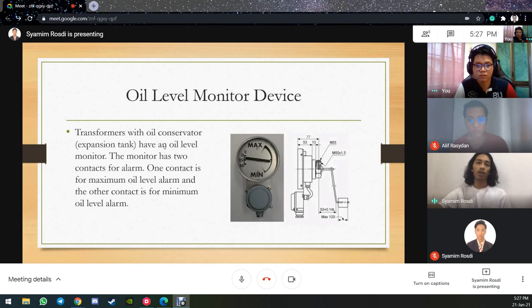So the next one is the oil level monitor device. Transformers with oil conservators or expansion tanks have an oil level monitor. The monitor has two contacts for alarm. One contact is for the maximum oil level alarm and the other contact is for the minimum oil level alarm.